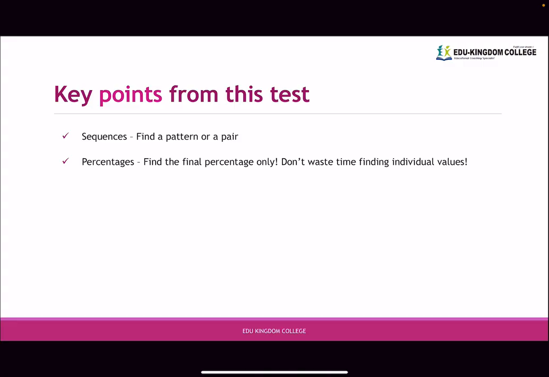So good job, guys. These questions are actually a bit difficult, but the key takeaways from this test were just sequences, find a pattern or a pair to save time. You don't want to waste a bunch of time not knowing what to do or trying to find every single value and add them up. Don't waste time doing that. Secondly, percentages, just find the final value. Don't waste time finding individual values.